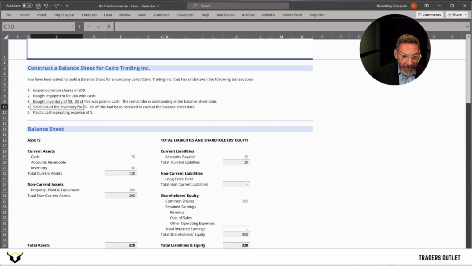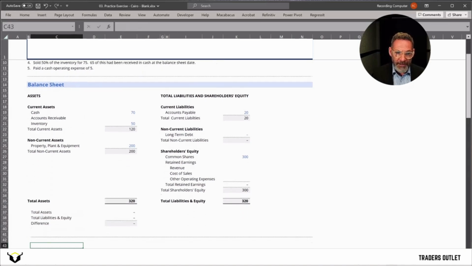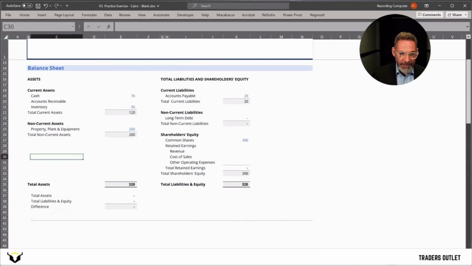If we now actually sold 50% of inventory for 75, and 65 of this is being received in cash at the balance sheet date. So I'm going to start with cash, and I'm just going to scroll up so that it's very clear what's happening. So what we said is we actually made revenue of 75. So I'm going to start there. Of that revenue, we got 65 in cash.